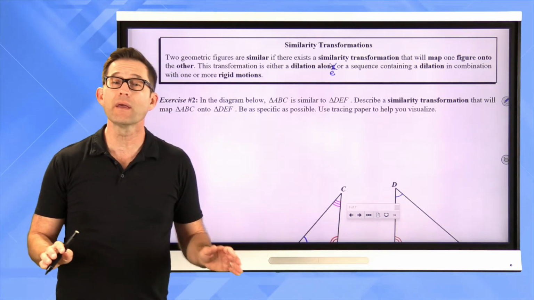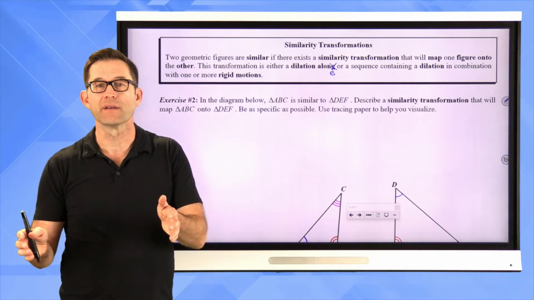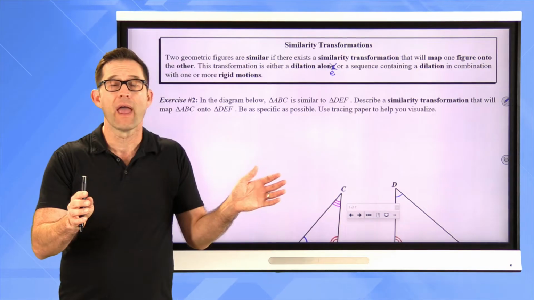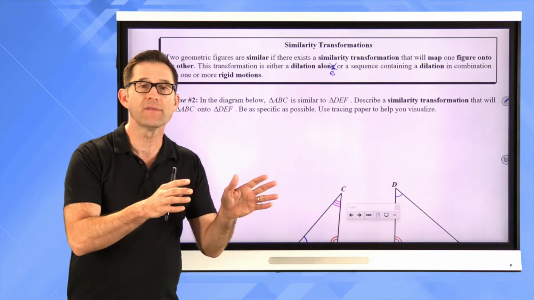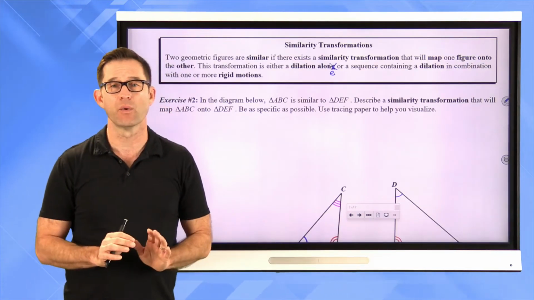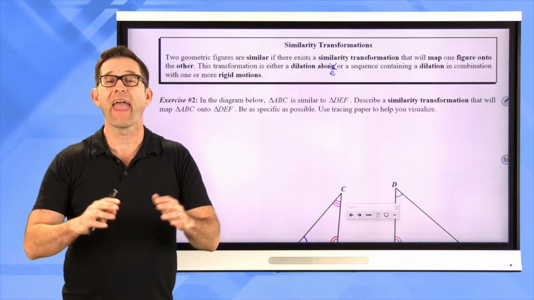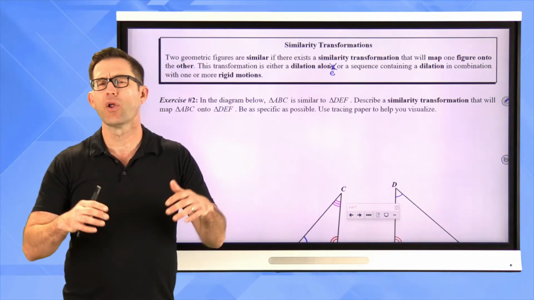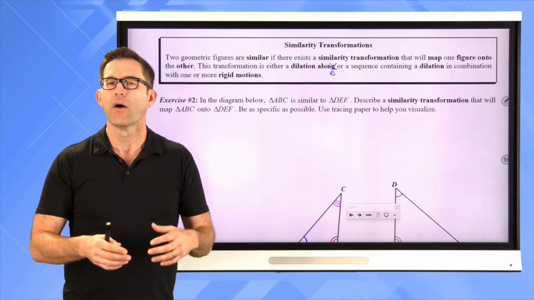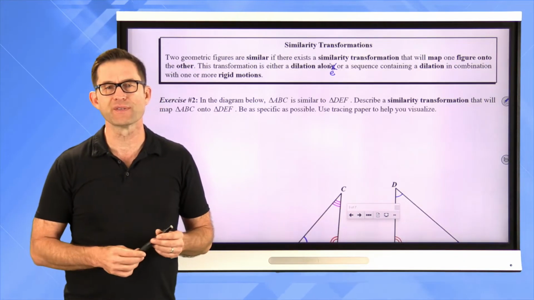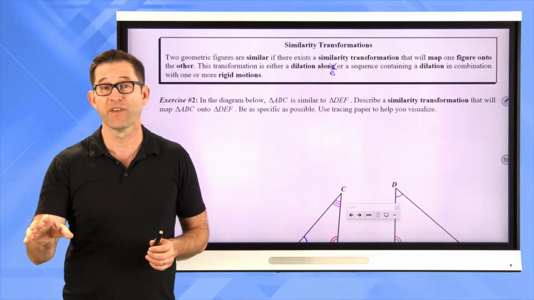Now, again, make sure that you understand this. Sometimes we can literally just dilate one figure, and it'll map right on top of the other figure. We don't have to do anything else. Or possibly, we have to both dilate and do a translation along with maybe a reflection or a rotation or something like that. Of course, we can always throw those rigid motions in there because the rigid motions aren't going to change the size or the shape of the object.